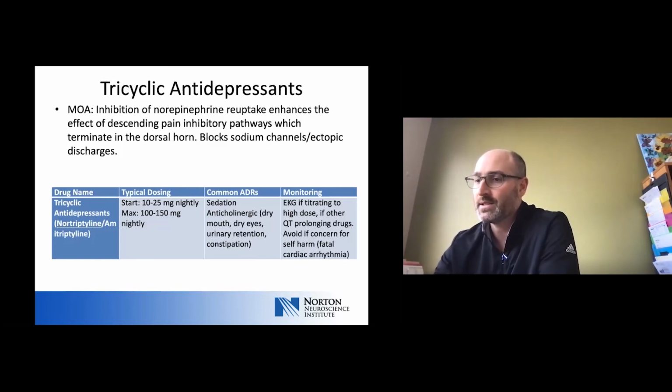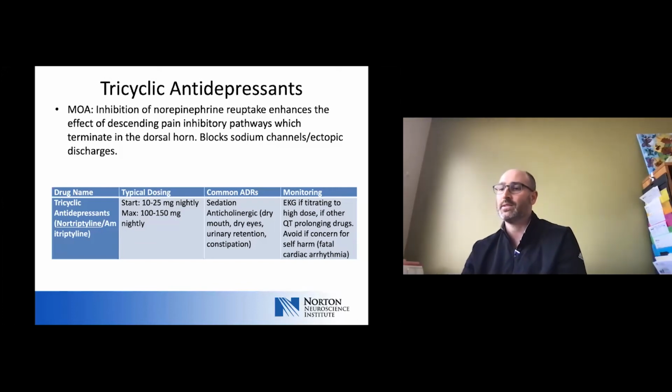The side effects in this class tend to be a bit more notable than in the other classes we've talked about. Of the two, it's generally felt that nortriptyline is probably better tolerated. So side effects are essentially anticholinergic, at least predominantly. And if you have other QT prolonging drugs or a concern with cardiac disease, it's probably a good idea to obtain an EKG at onset with titration.